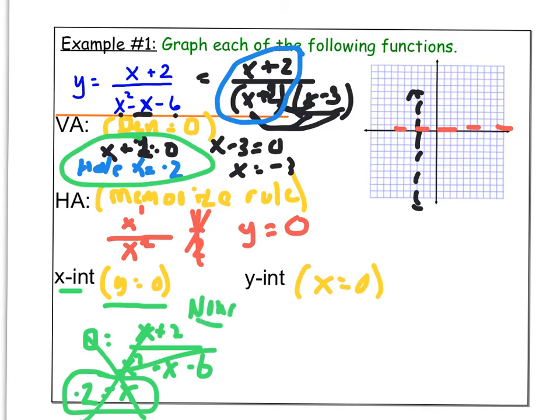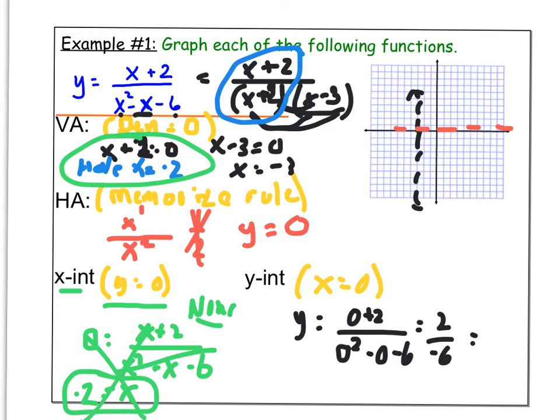What about y-intercepts? Well, for y-intercepts, all you have to do is take the x and set it equal to 0. So y equals 0 plus 2 over 0 squared minus 0 minus 6. You get 2 over negative 6, which is negative 1/3. So we do have a y-intercept of negative 1/3. So your x was 0 and your y is negative 1/3.